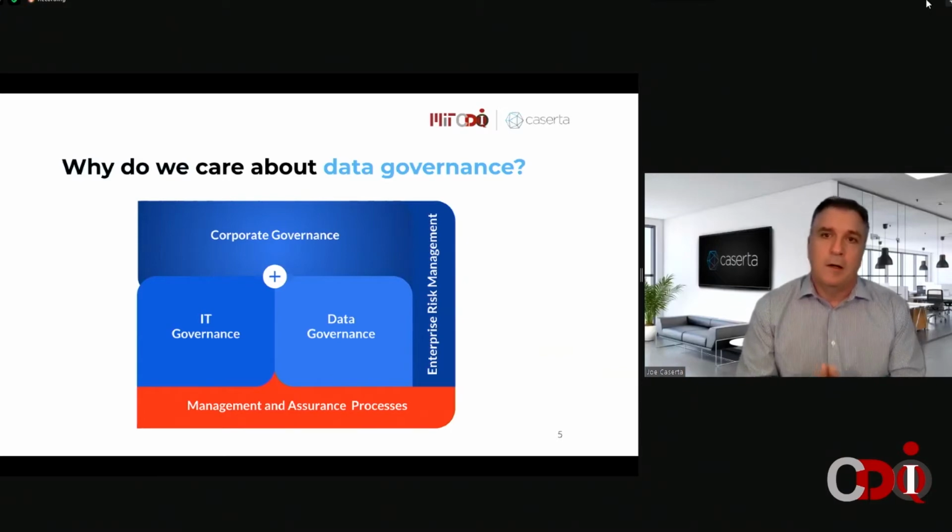CDOIQ, 7 years now, 8 years now. So the red bar on the bottom is management and assurance processes, and that's what we're going to start diving into.